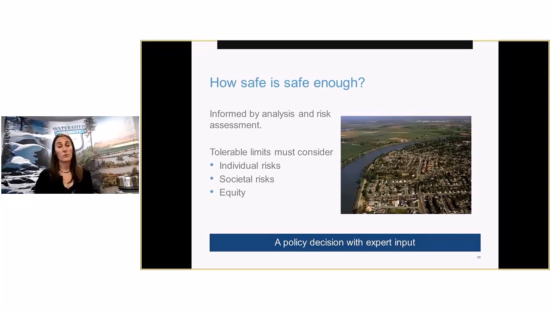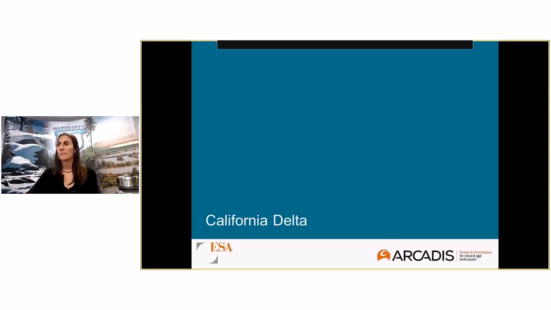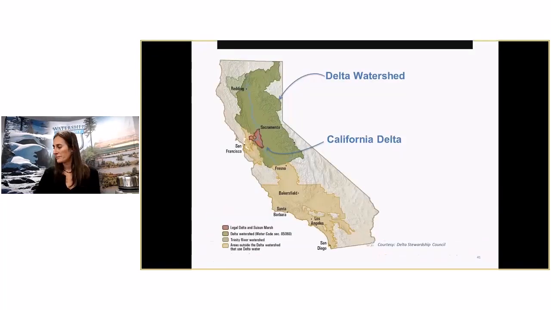And when you set this limit or this range, you have to consider individual risks, so risk to me, my property, my day-to-day, my family, and societal risks, areas where we could have mass casualty or large disruption to a lot of people, and then also consider issues of equity in this determination. We'll shift this over to Larry to talk about the case study of applying this concept in the California Delta.